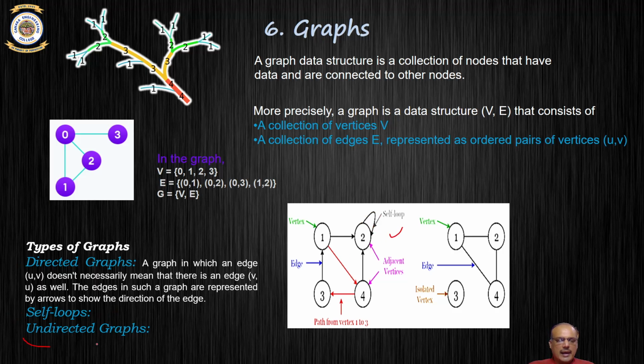And there can be graphs which are undirected. Here each vertex is connected to another vertex and there is no arrow or direction constraint on this particular link. So we say that 1 and 2 are connected, which means that 1 is connected to 2 and 2 is connected to 1. So these kinds of graphs are called undirected graphs.